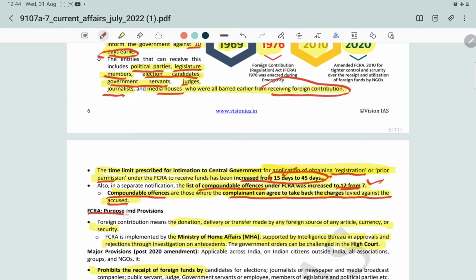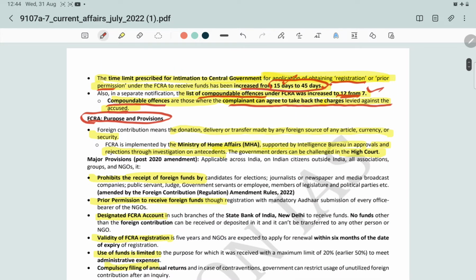Now let's see here the purposes and provisions of the FCRA. So what does foreign contribution mean? It means the donation, delivery or transfer made by any foreign source of any article, currency or security. The FCRA is implemented by the Ministry of Home Affairs, supported by the Intelligence Bureau in approvals and rejections through investigations on antecedents. The government orders can be challenged in the High Court also.